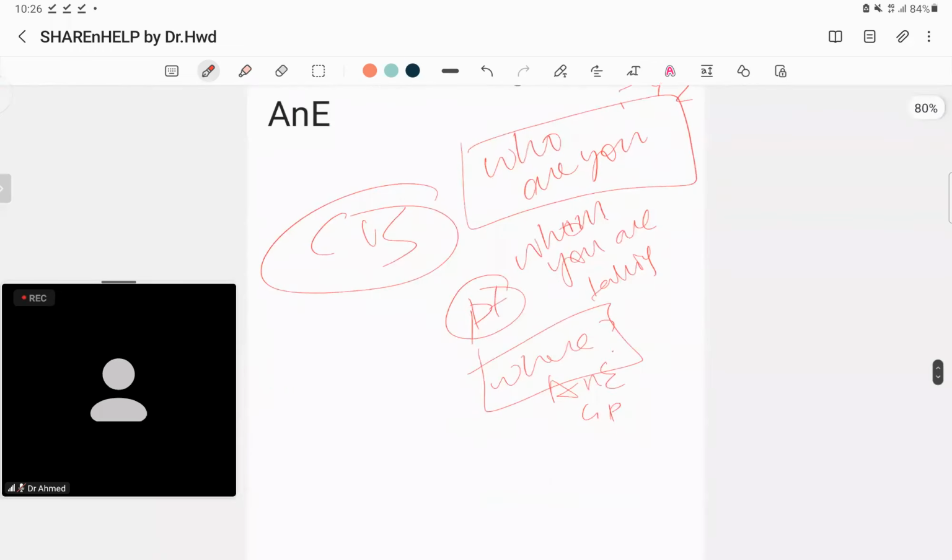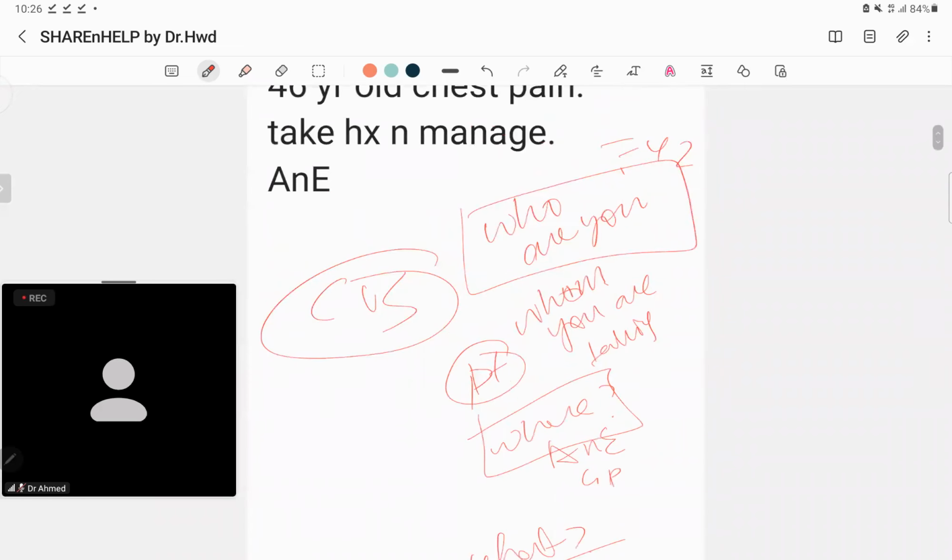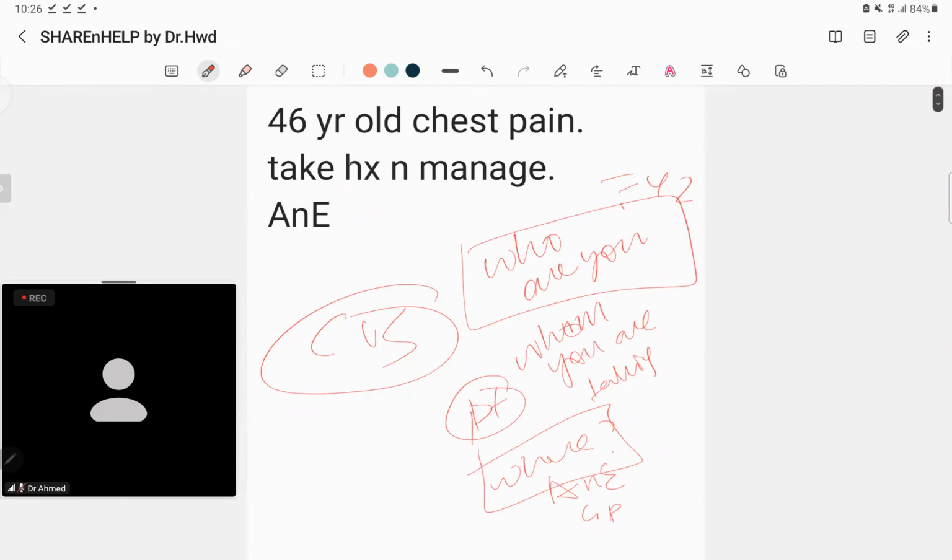The fourth thing that you're supposed to know is what is wrong with the patient. What are you here for? What is your task? So who are we? We are in FY2. Who is our patient? Our patient is a 46-year-old. Where are we? We are in the accident and emergency department. And what are we supposed to do? Our task is to take the history and manage the patient.